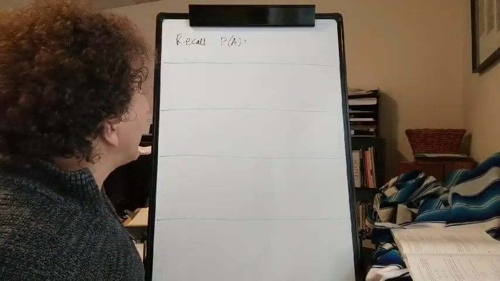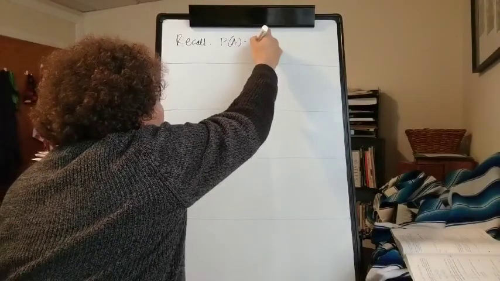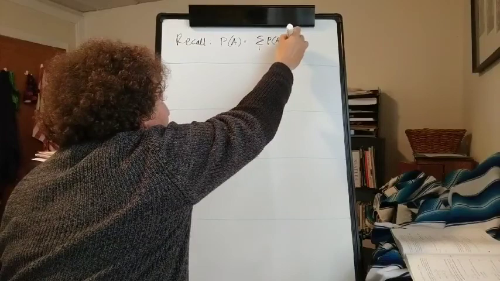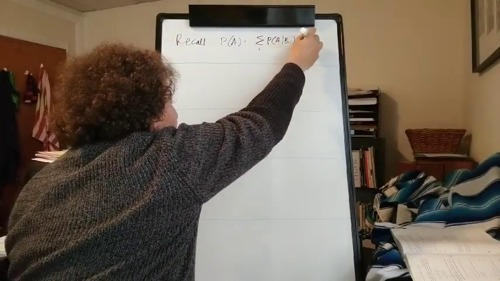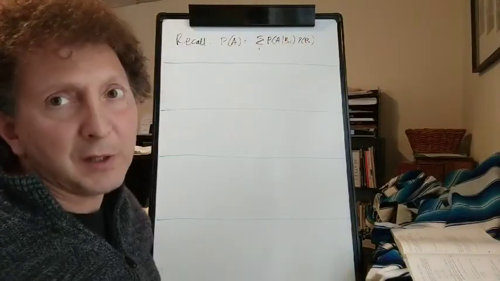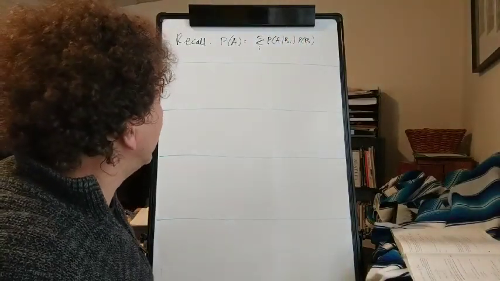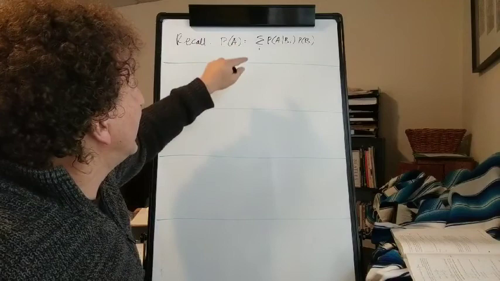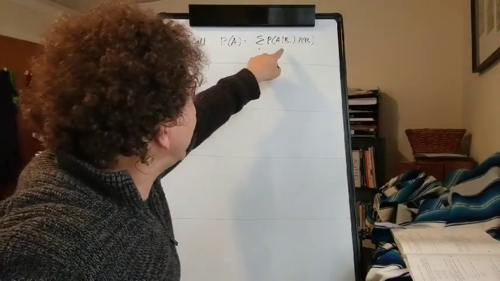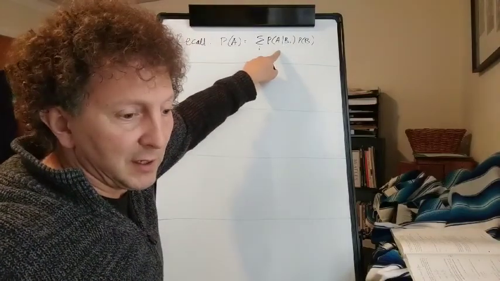One way we can write probability of A is as a sum of probability of A given B_i, times probability of B_i, assuming these events B_i are mutually exclusive and exhaustive. This might be useful if we don't immediately see the probability of A, but we find it easy to compute the probability of A given B_i.